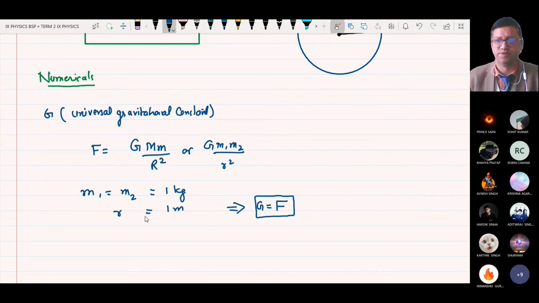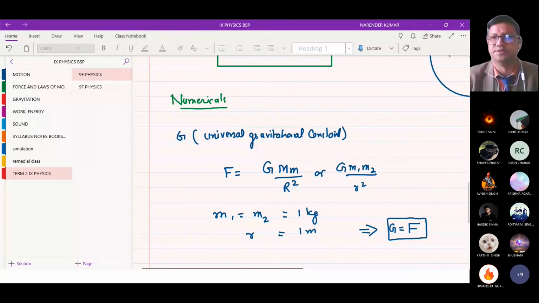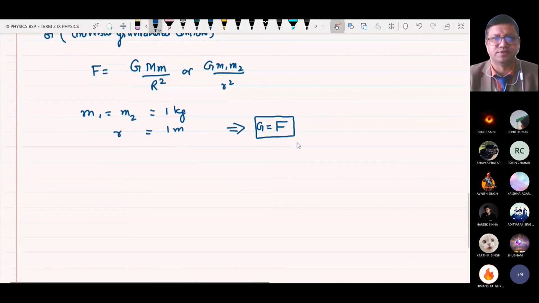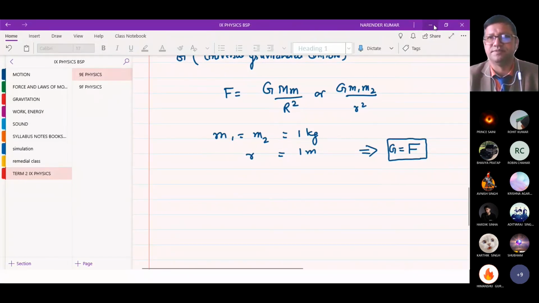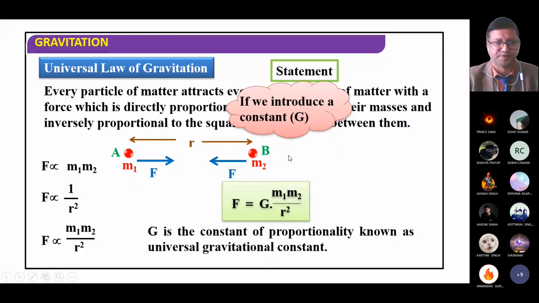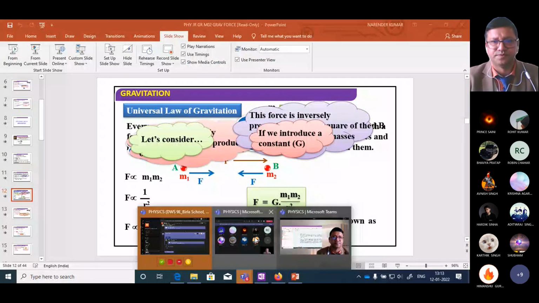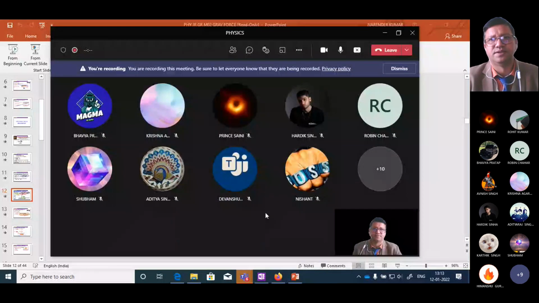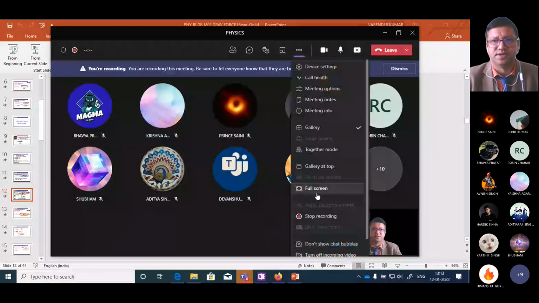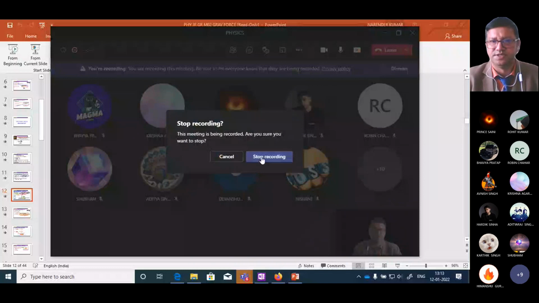So from here you can also define what is the universal gravitational constant. This is equal to the force of attraction between two objects of unit masses separated by a unit distance. So that is again a concept of the universal gravitational constant. So I think this point is also clear to all of you. The numerical part we will discuss in the next class. Till then, thank you.